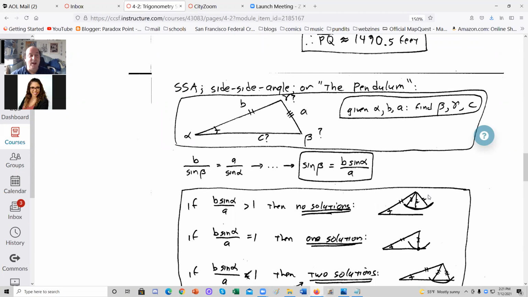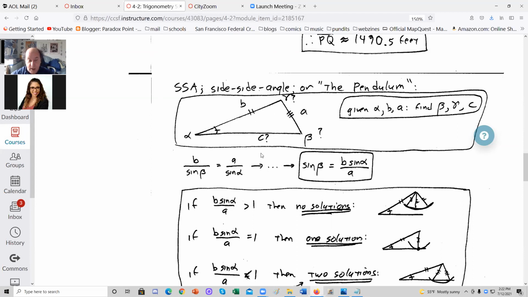Now, these next problems are rather more difficult. We did angle, side, angle, and angle, angle, side. They're fine. Now, here is a little bit more difficult one called the side, side, angle problem. It could be written angle, side, side, but I won't for obvious reasons. I also call it the pendulum. The idea is this: we have an angle, we have a side, we have another side. What's this angle at the top? What's this angle over there? What's this side C? Given alpha, B, and A, find beta, gamma, and C.